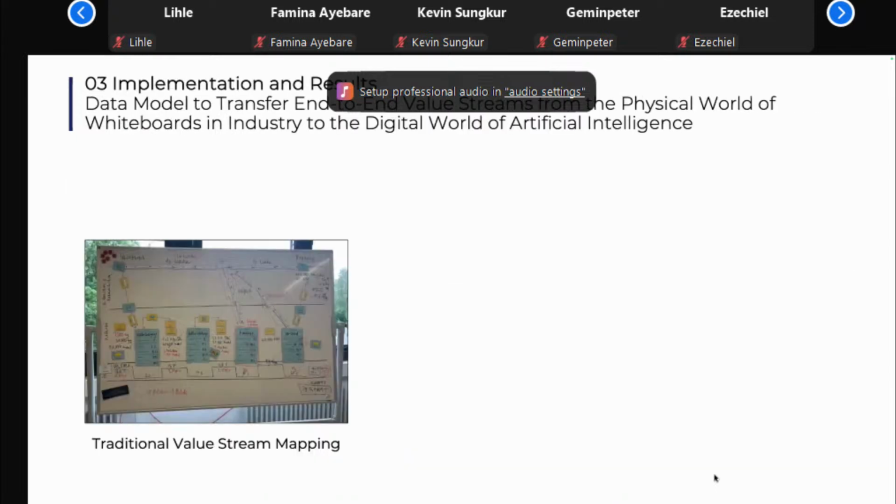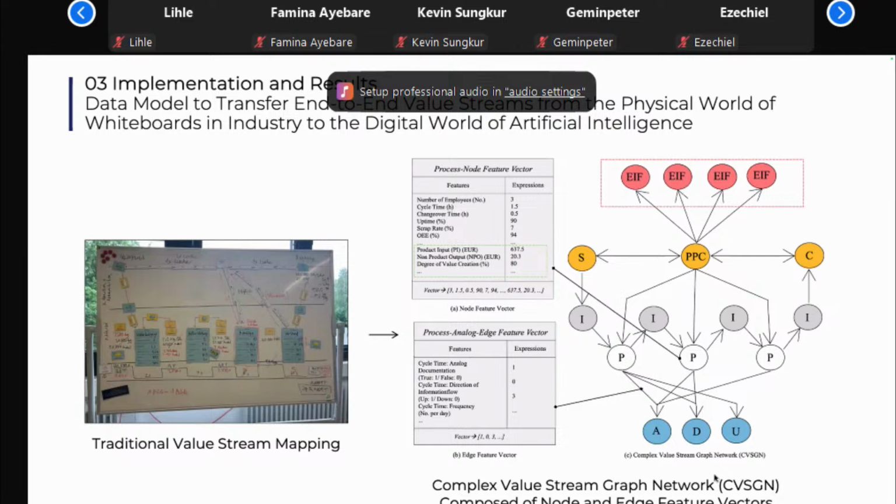So on the left-hand side, we can see once again this traditional value stream, which is traditionally drawn on a whiteboard. And now on the right-hand side, we can see the data model, which I call complex value stream graph networks, because it's a graph network based on a value stream. And it's basically composed of node and edge feature vectors. So each process, each inventory, or each supplier is basically a node, which can be described with different features, which have different expressions. For example, number of employees, cycle time, changeover times, and other KPIs.